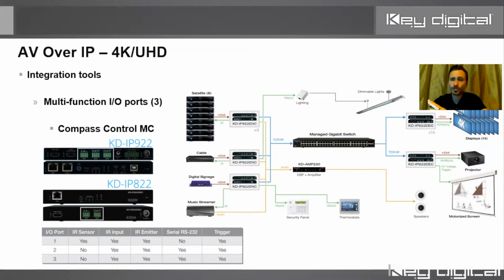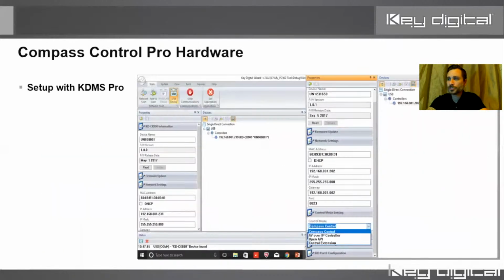So you could control all the sources, all the displays, the security system, the streaming audio, the lighting system, the thermostat, the amplifier, and more. No problem, it's all covered. Whereas if you're not using Key Digital's AV over IP system, that's extra dollars and extra space in the rack, just adding to the value of what we do.